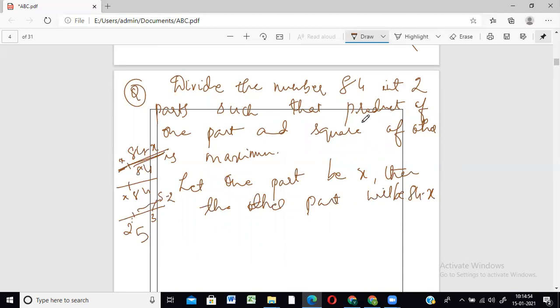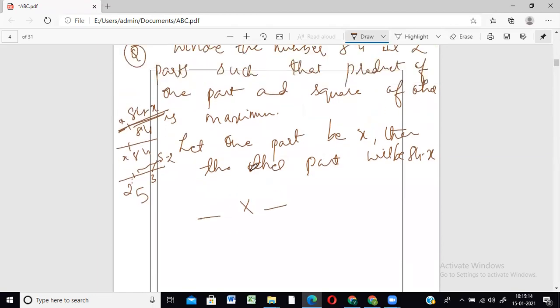Now what are they telling you? What is the condition such that the product of one part, meaning there is something called product, okay? Product means multiplication. Product of one part, any one part of these two, and the square of the other is maximum. So we multiply one part with the square of the other part.